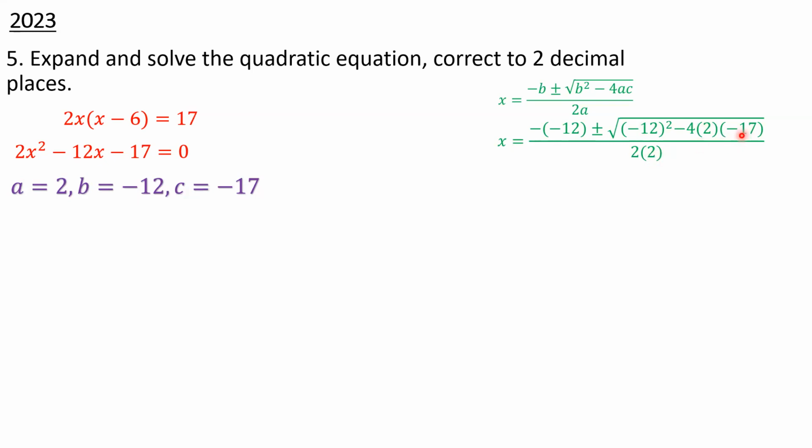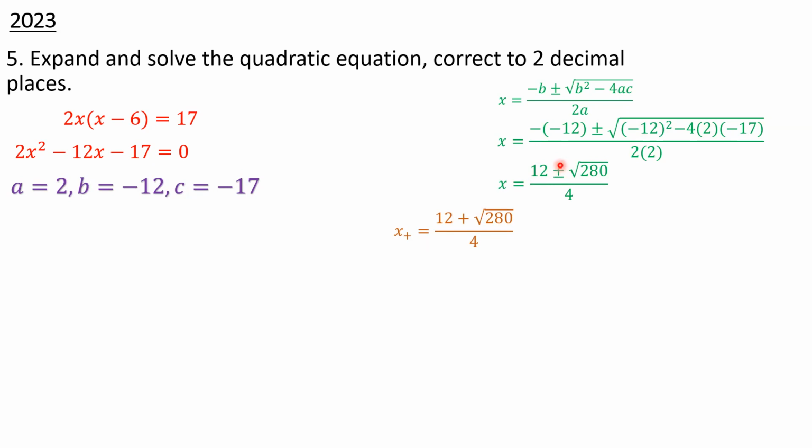Now it's time to put this inside our calculator. We put negative 12 squared minus 4 times 2 times negative 17. When we do that, we get 280. So we have the square root of 280. Notice that this says plus or minus, so that means we have two values of x. We have one that is positive, so we have to consider when we're looking at the positive sign.